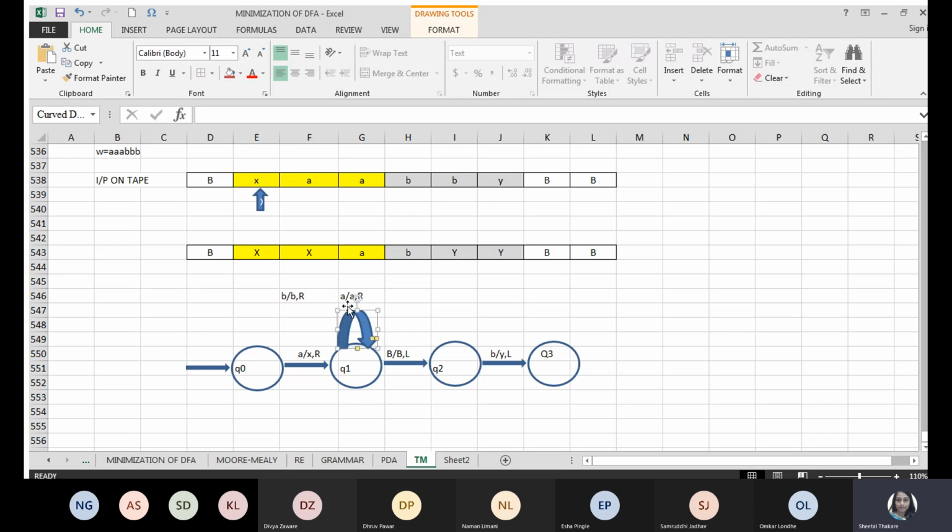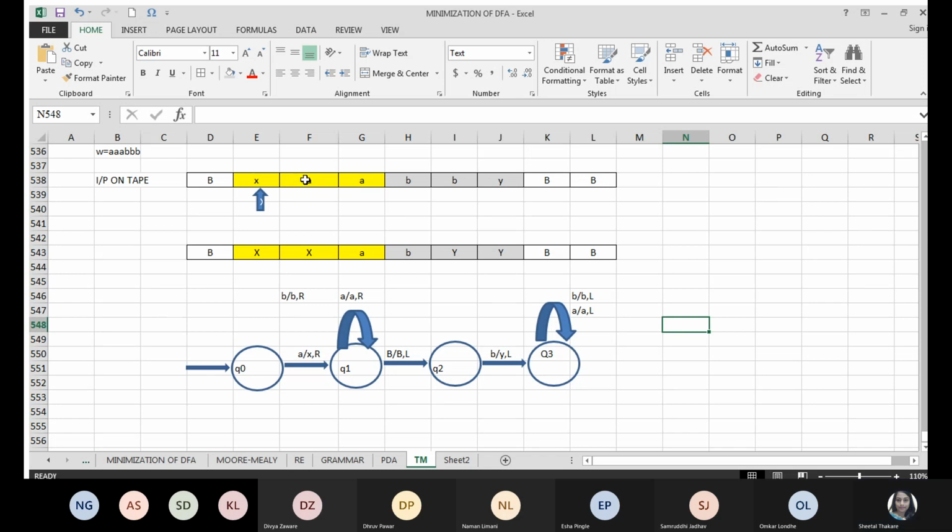तो यहाँ पे you can have a loop saying if it is B, let it be B, keep moving to left. If it is A, let it be A, keep moving to left till you encounter X. X encounter करते ही you will be moving to its right and then repeat this cycle.